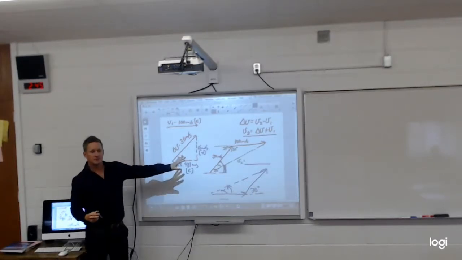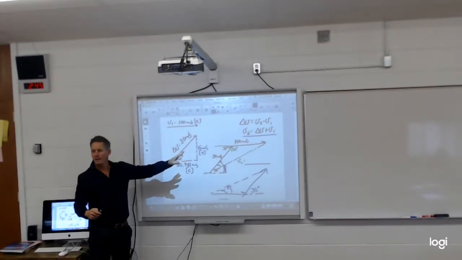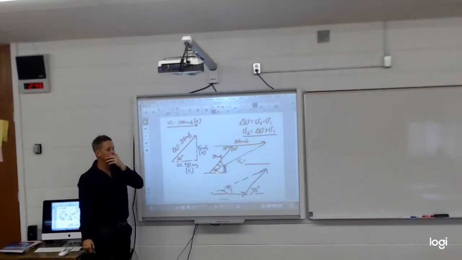How's this? Anybody confused on this? Not confused, it's just a lot. Yeah, I keep thinking they're gonna have to do both of them for some reason. Pardon me? They had to do both of them for a second. No. You just start one and you start the other.